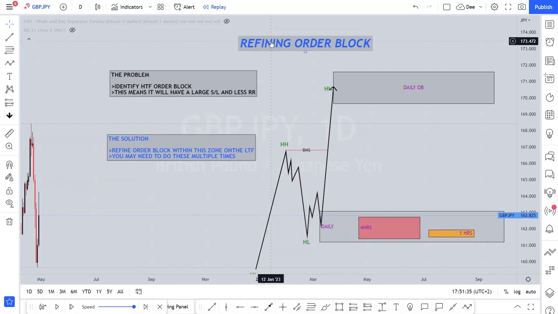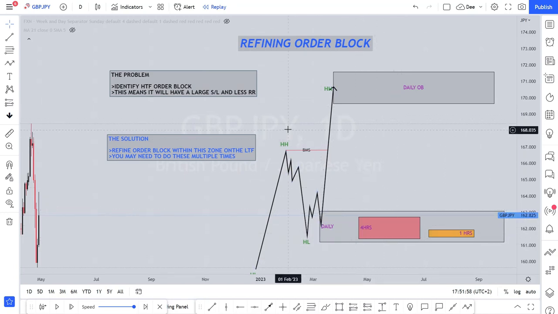This course is about refining order block. So the reason we refine order block is to reduce our risk and increase our reward. Okay, in this video I'm going to show you exactly how to do that, how you can risk less when you are maximizing your reward.